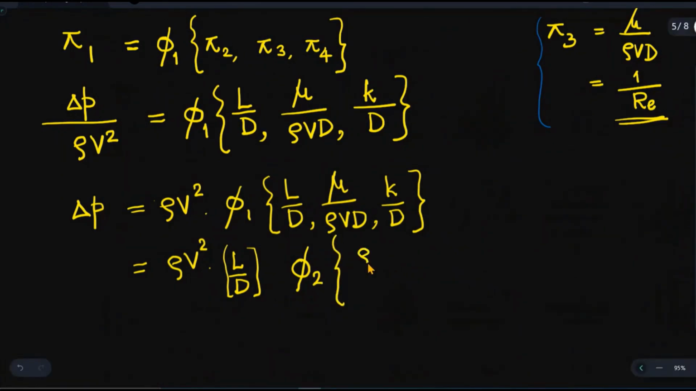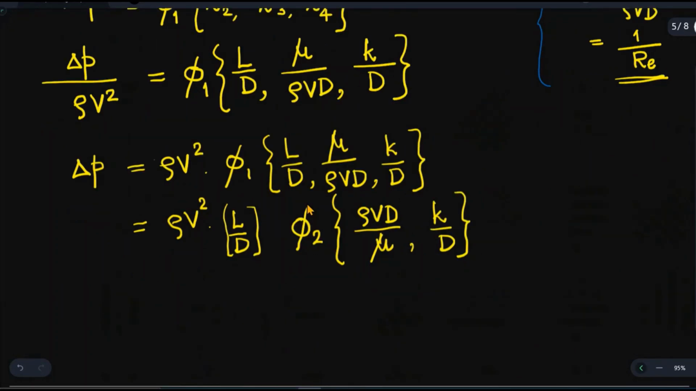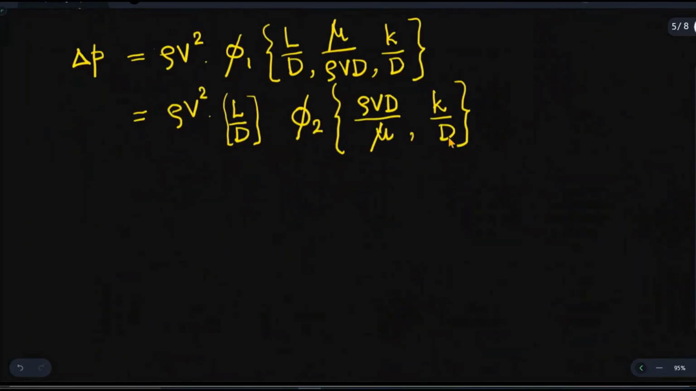And then one more manipulation I want to do. I want to write down the reciprocal of the Reynolds number. So it is rho V D by mu, that is the Reynolds number reciprocal. And the pipe roughness is K by D, that is, the relative roughness, the pipe roughness by the diameter. So you can write like this.